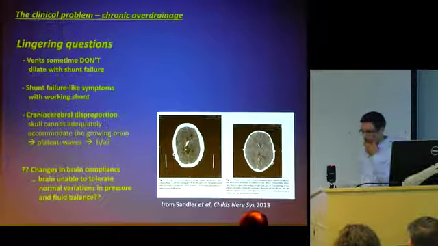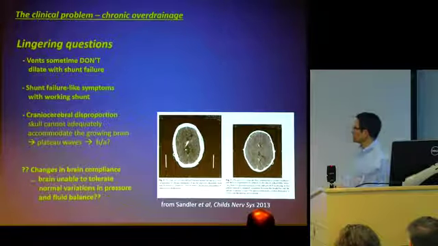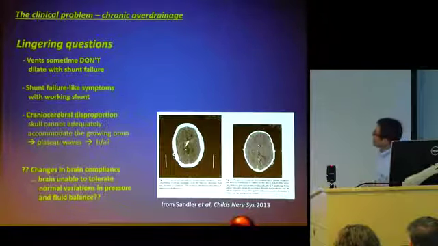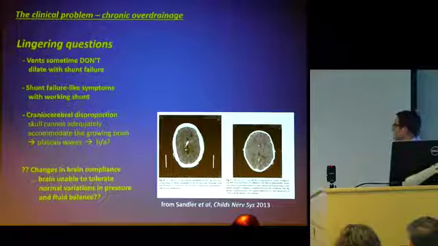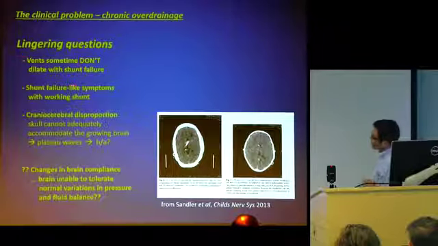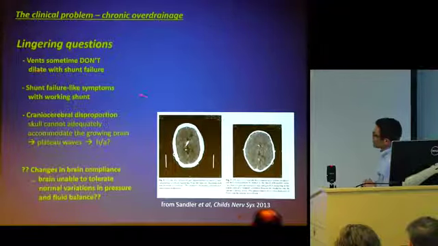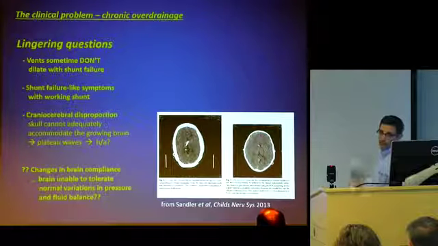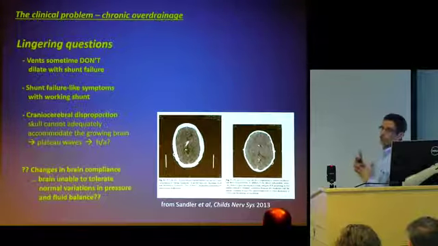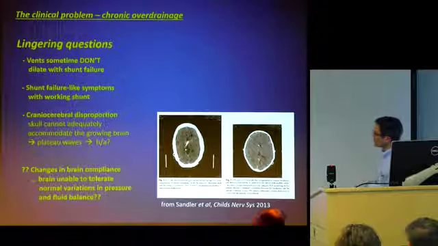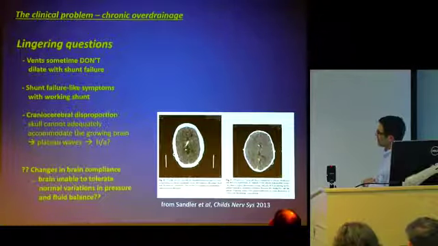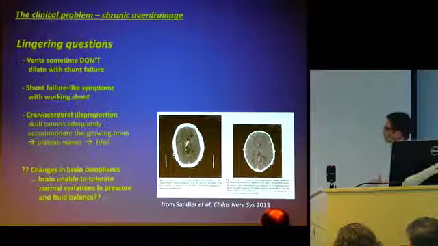So what we're interested in is slit ventricle syndrome. The issue is chronic drainage. And some of the questions that are remaining are, what do the ventricles do? Why do the ventricles sometimes not dilate when there's a shunt failure? The shunt blocks, right? If the system is working properly, the ventricles should blow up. Why don't they? Or you can have shunt failure like symptoms with a working shunt.